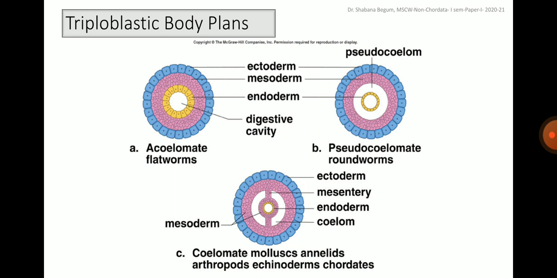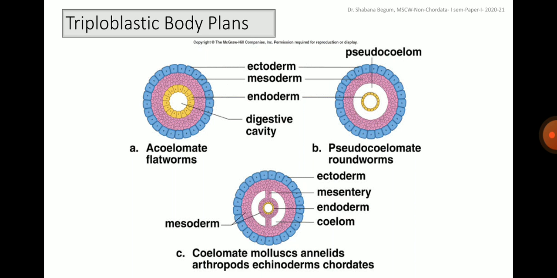So this slide will figure out the triploblastic body plans in acoelomate, pseudocoelomate and coelomate organisms respectively. In case of acoelomates, here you can see there is an outer layer of ectoderm. This is a sectional view. Then the middle pink cells, which is a solid mass of tissue, form the mesoderm, and the yellowish cells form the endoderm, and there is a centrally placed digestive cavity.